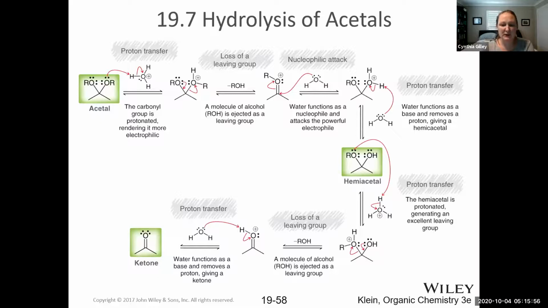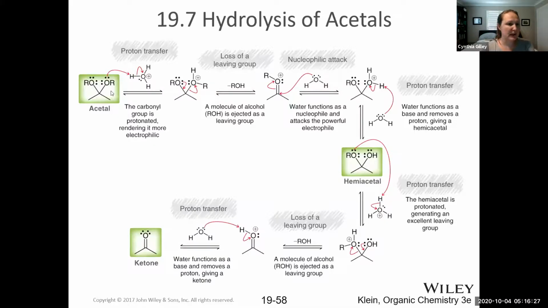Proton transfers are still proton transfers, but nucleophilic attacks become loss of a leaving group, and loss of a leaving group becomes nucleophilic attack. Remember, I said that the reverse reaction is catalyzed under acidic conditions. So all of our intermediates should have either one formal positive charge or be neutral, for example, the hemiacetal is neutral, but not contain two positive charges, as that's too unstable to form, even in the reverse direction.